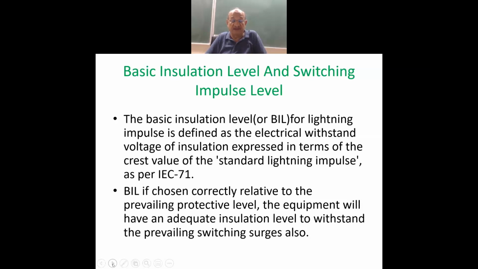If this is taken care of, the switching level in these systems at 400 kV and below is not very high, so the switching overvoltages are taken care of with the lightning impulse voltage. That means the protection for lightning impulse voltage.